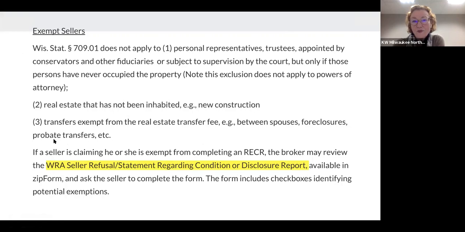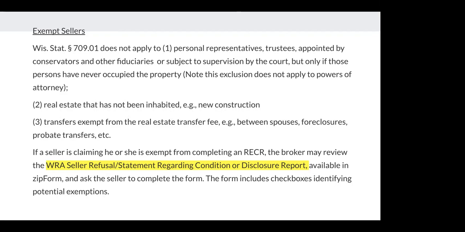All personal representatives, trustees appointed by conservators, and other fiduciaries subject to supervision by the court are exempt, but only if they have never lived in the property. So in your situation, Judy, this brother who is now the personal rep doesn't have to fill out the condition report, but if he ever lived there at any time with his brother, he does. Yeah, and he never did. Okay, good.